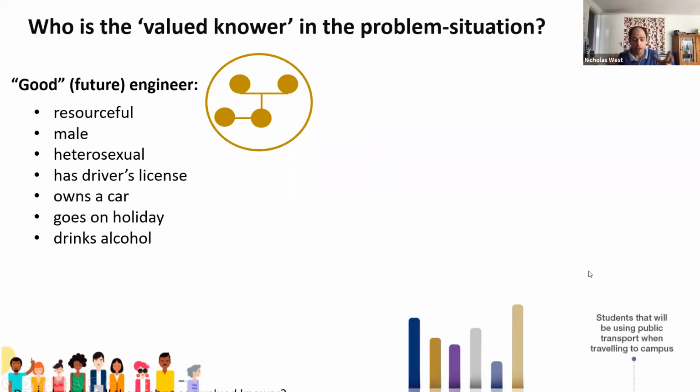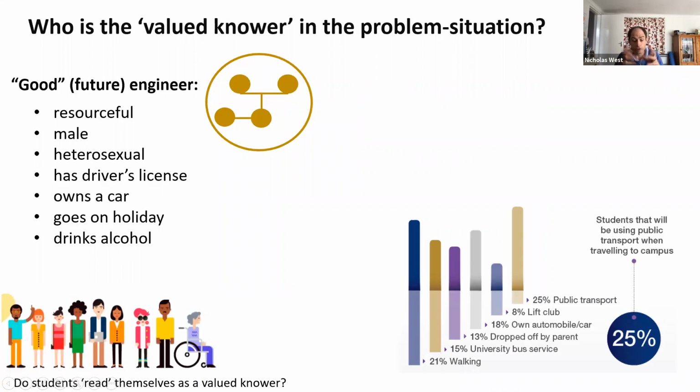Some have never been to the Karoo. They may not even know where it is. Many do not have a car or a driver's license, or for that matter, are able to go on holiday. From the infographic, we can see that a large percentage of our students use public transport or a university bus service, or they walk onto campus. Very few have the luxury of actually owning a car and driving themselves.